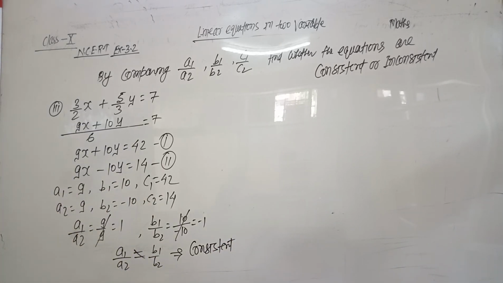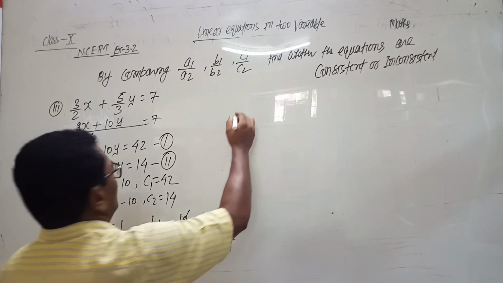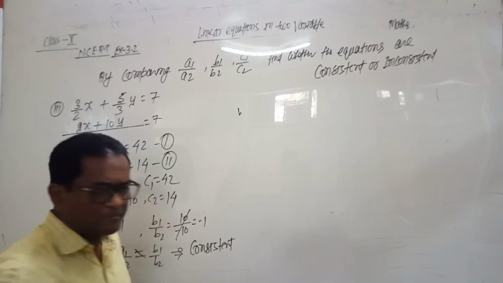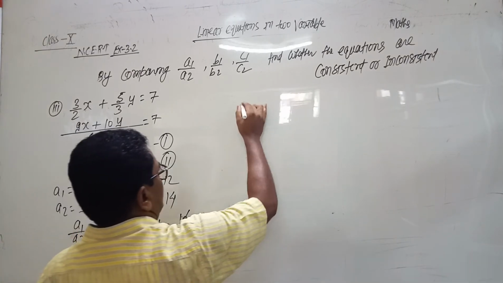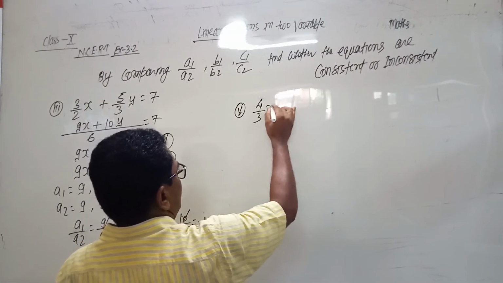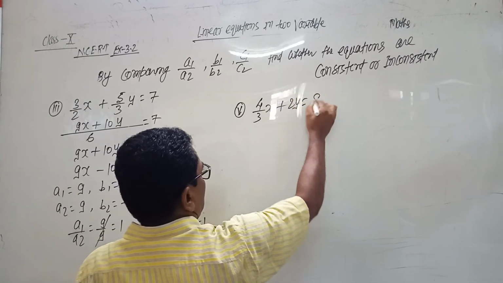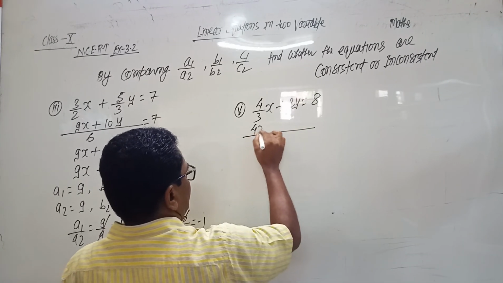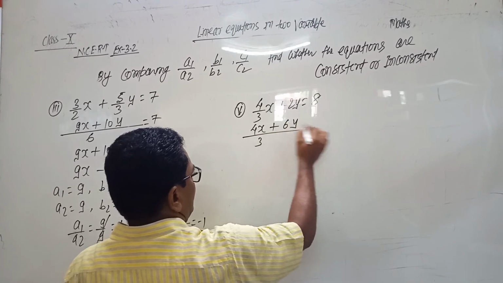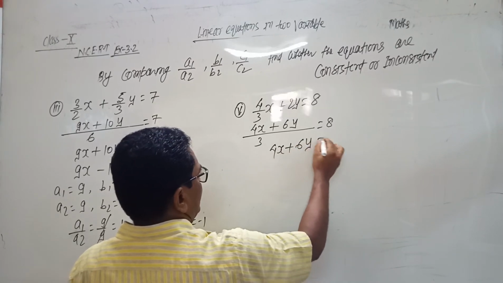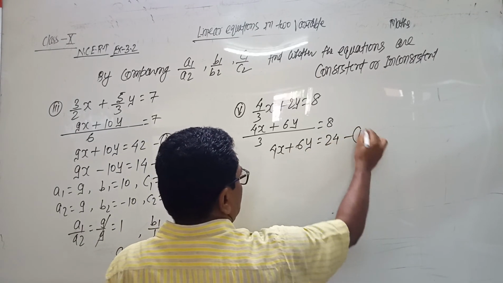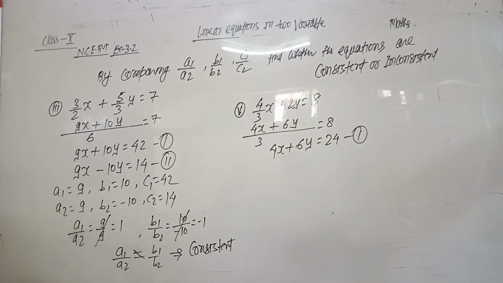See question part 5. 4 by 3x plus 2y equals 8. So we take the LCM and it gives 4x plus 6y equals 8. And by cross multiplication, 4x plus 6y equals 24. This is the first equation, and the second equation is 2x plus 3y equals 12.